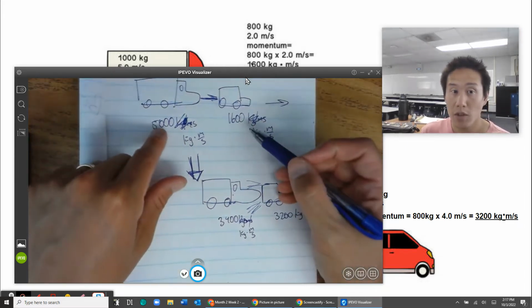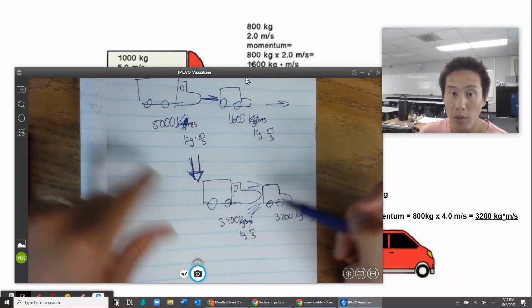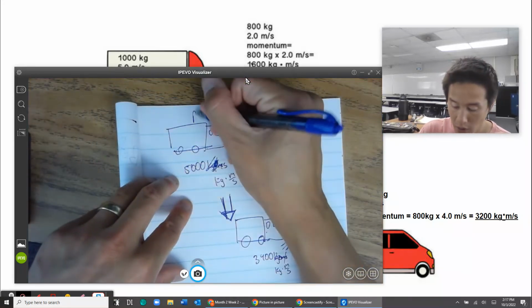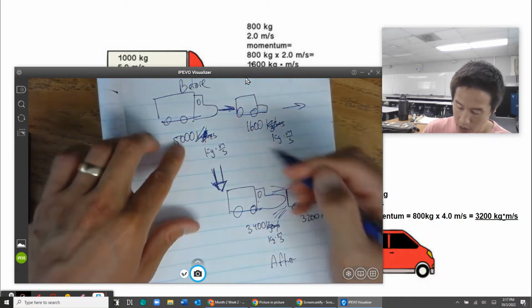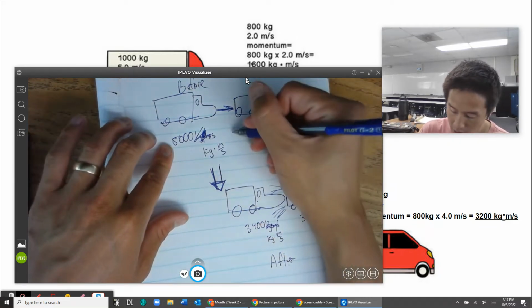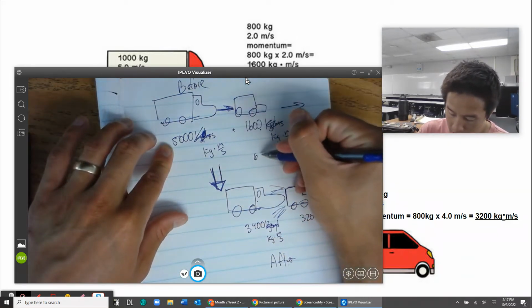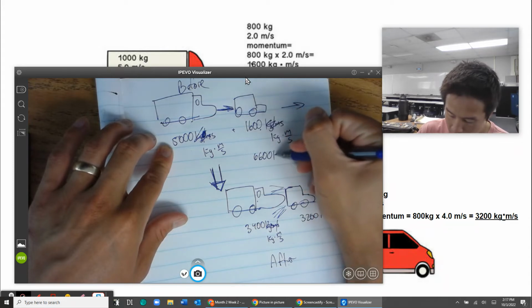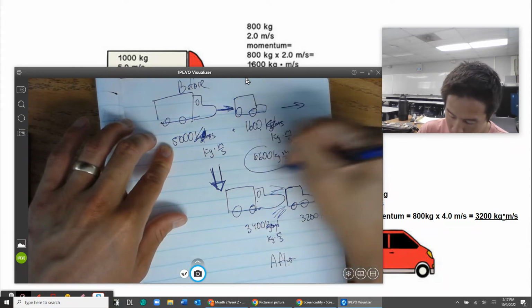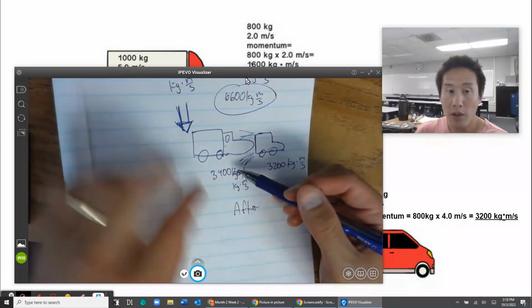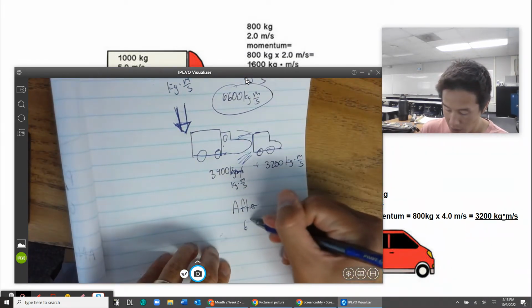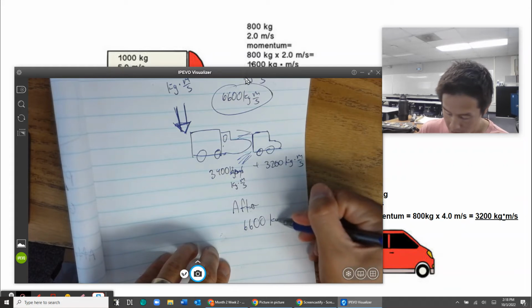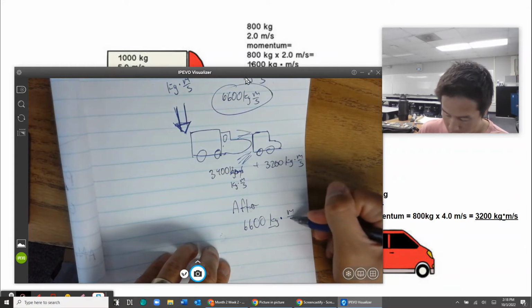In order to check, just add these up to see if they will be the same on the before and the after. Let's see if all the calculations were done right. Just add 5,000 plus 1,600. That'd be 6,600 kilogram meters per second total momentum on the before. And if we did the calculations right, it's 3,400 plus 3,200. If you add those together, yep, that is 6,600 kilogram meters per second.